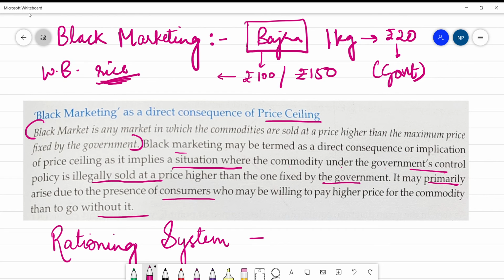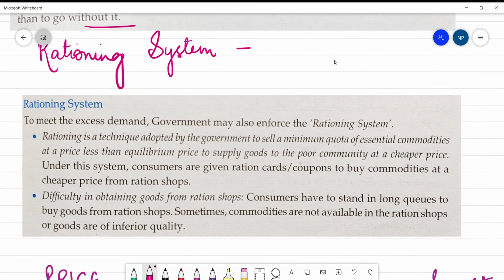Is that clear, children? Next, let us see about the rationing system. What happens in the rationing system? To meet the excess demand, the government may also enforce the rationing system. We all know the people who are below the poverty line all have their ration cards, where the basic staple food is fixed at a price, and the people who fall under the category below this particular line are able to purchase these commodities, which are the essential or basic necessities of their life.